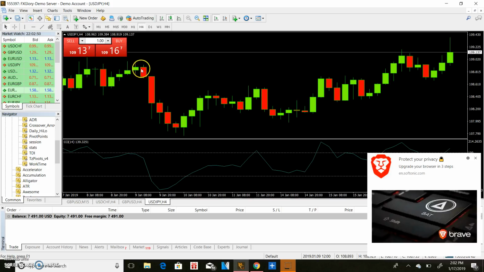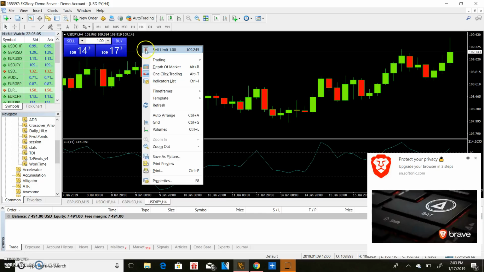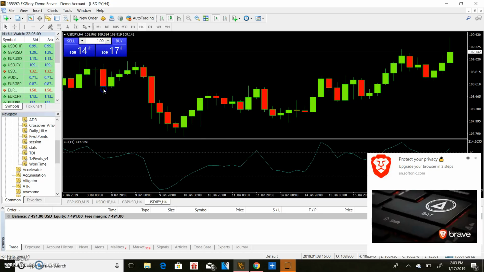Your red candles, these are called candlesticks for those of you who don't know. A lot of you already do. Your red candles indicate a sale because it's going down. So that's what you see right here. If you don't have this up here, all you have to do is right click and click on one click trading, and then this box will pop up. This is how you can place a sell or a buy.